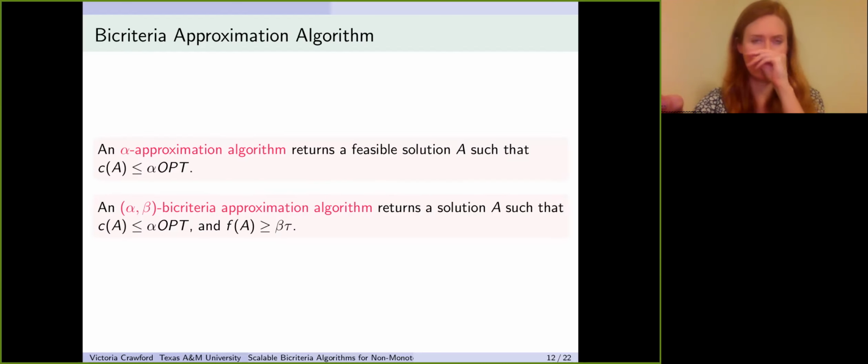First of all, for this problem, we're going to present some alpha beta bicriteria approximation algorithms. Let opt be the cost of the optimal solution for an instance of submodular cover. Then an alpha approximation algorithm would return a feasible solution A such that the cost of A is at most alpha times opt. An alpha beta bicriteria approximation algorithm doesn't necessarily return a feasible solution. It returns a solution A such that the cost of A is at most alpha times opt and F of A is at least beta times tau.